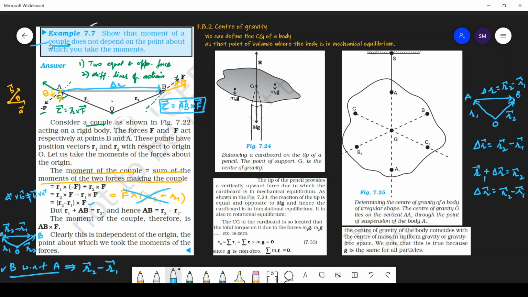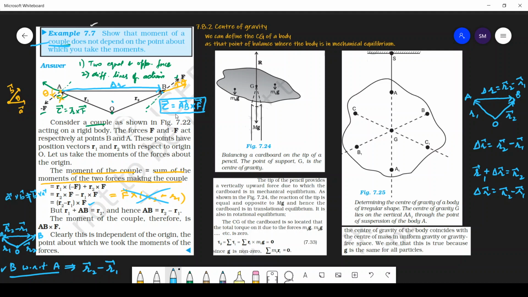Another concept related with the couple. So students, got this question? This is independent of the origin. The formula is tau equals AB cross F. This moment of the couple, AB cross F, does not depend on the point about which you are taking the moments. So O can be here, O can be here, it doesn't matter.